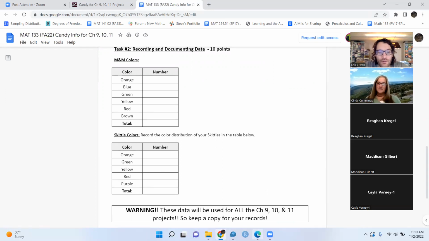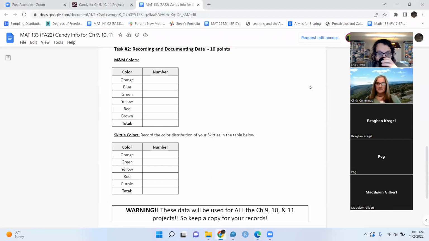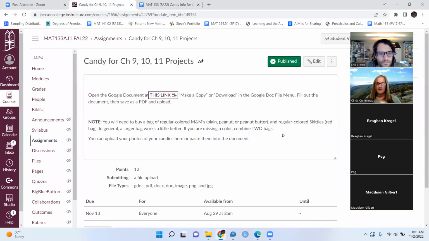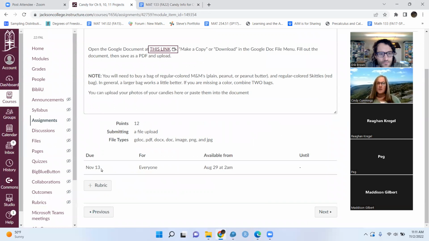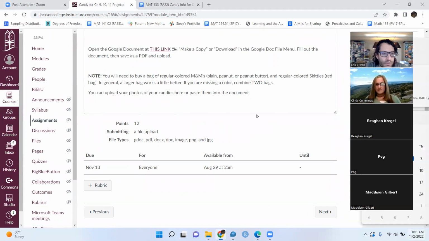To know if you don't have enough in your bags, this condition has to be met. Hey, I just jumped on. Can you back up just a little bit? So I know we have to buy M&Ms and Skittles. Yep, that's all we were talking about. It's due by November 13th. So not coming Sunday, but the following one.